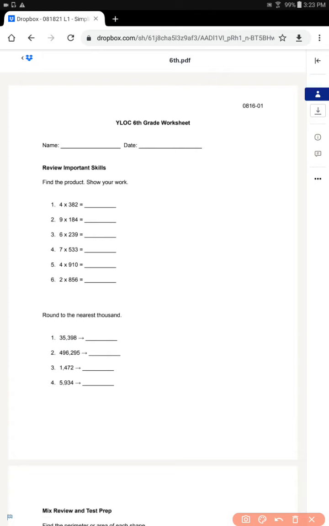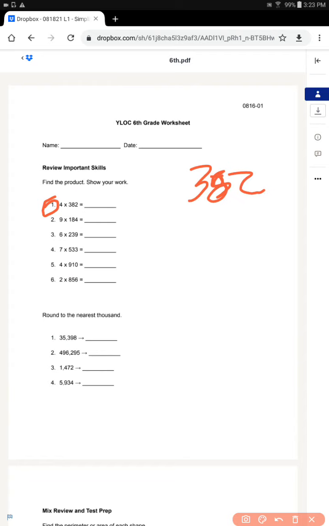Okay, so since this is just lesson 1, I think we're just going over simple review, so it shouldn't be too difficult this week. Review important skills: find the product, show your work. So let's just do number 1. It's just long multiplication, so this should be pretty easy for you guys.